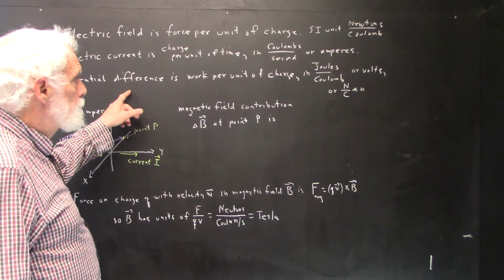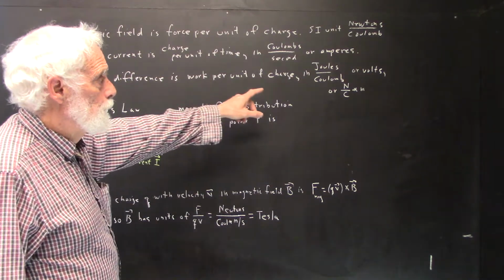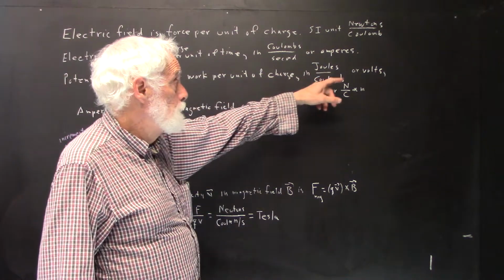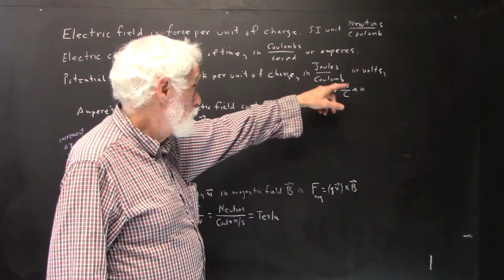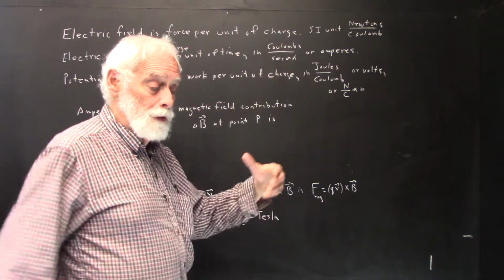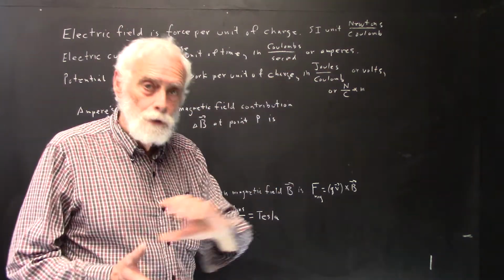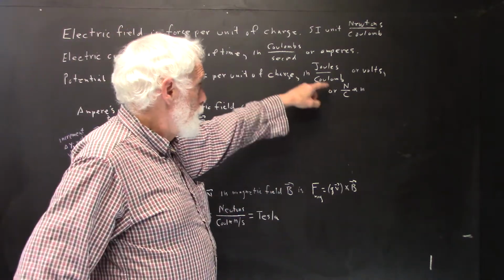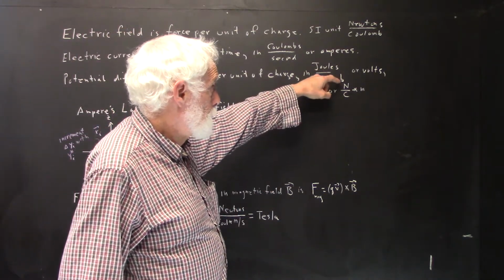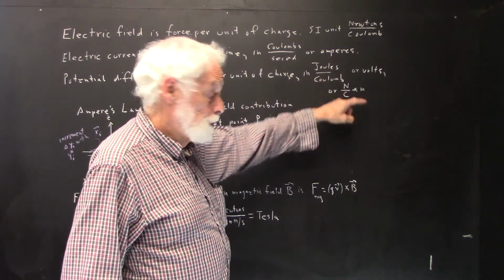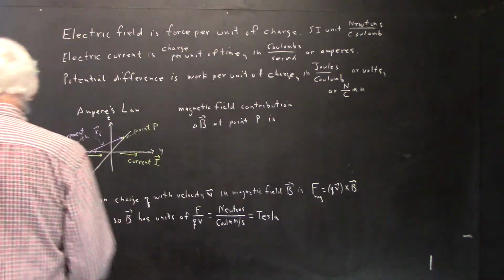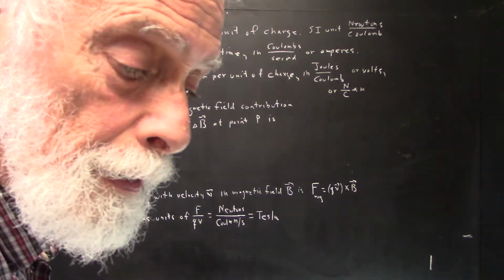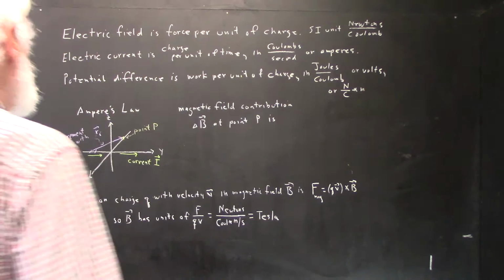Potential difference is work per unit of charge. And that's in joules per coulomb or volts. That's what a volt is. It's the amount of work you have to do per coulomb to move through an electric field. And that could also be expressed in terms of newtons per coulomb times meters. Now this gives rise to some defining formulas.